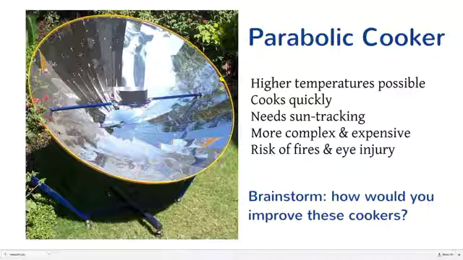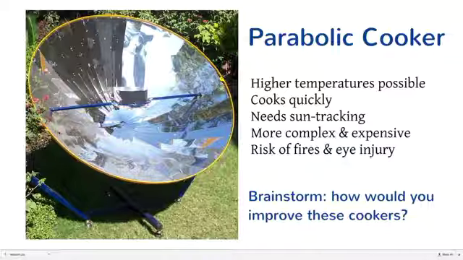This is again dictated by the second law of thermodynamics, which makes it very interesting. If you want to concentrate something, and that something is moving, or it's big, that limits how much you can concentrate. In a sense, it's common sense, but it actually comes from the second law of thermodynamics. It's complex and expensive, with risk of fires and eye injury.